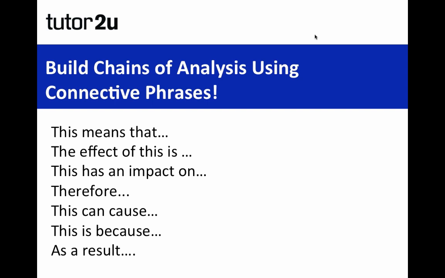Here are some examples of connective phrases. Now, there are many examples one could use, but these kinds of phrases are a good way of linking paragraphs or linking sentences together. The effect of this might be something. This has had an impact on X. Therefore, this can cause. These are connective phrases, and if you like, they're the glue which holds an analysis answer together.